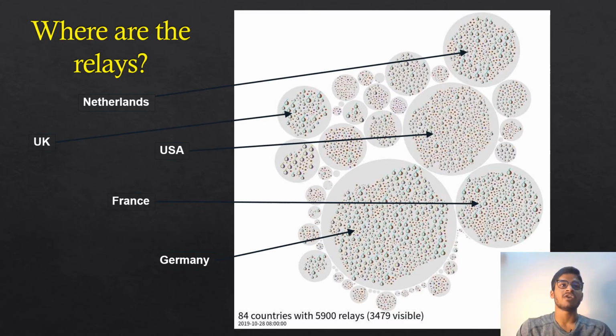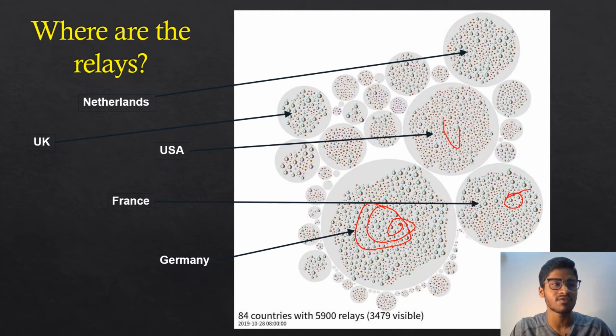Okay, so where are the relays? You can see Germany has most of the relays here, and then France has some relays. Relays here means the computers or servers, the nodes through which our request will pass. Actually, I had already told you. There are 84 countries and 5,900 relays, out of which 3,479 are visible. Just think how many nodes your connection can pass through.